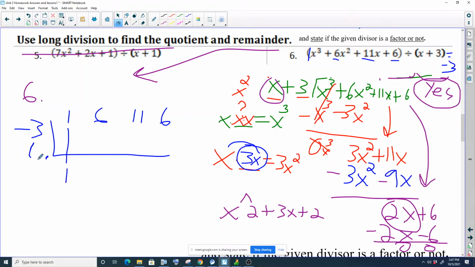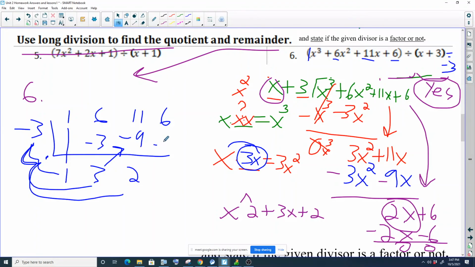So we got negative 3 times 1 is negative 3. And then 6 minus 3 is 3. And then negative 3 times 3 is going to be a negative 9. And so we're going to put it right here. And 11 minus 9 is 2. Excellent. And then negative 3 times 2 is a negative 6. And look, remainder is 0.